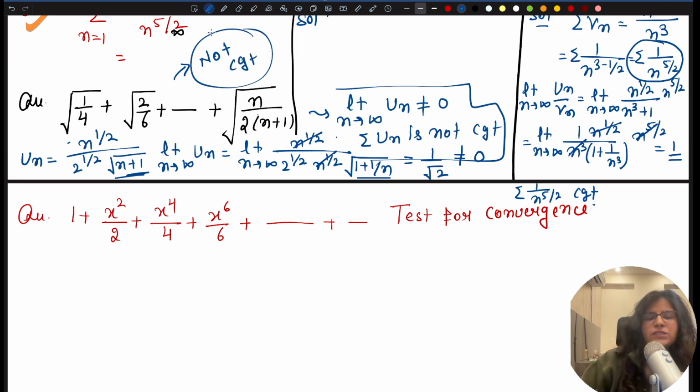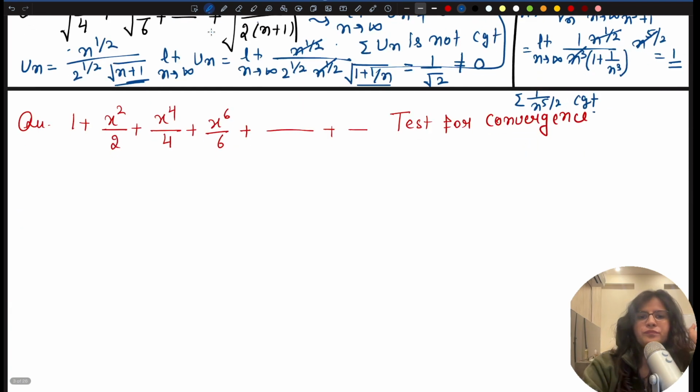If I get limit n tends to infinite un to be non-zero, then we can say this series is not convergent. Okay, because when a series converges, the limit has to be zero. But if the limit is zero, then you cannot say anything about the convergence of the series. But if the series converges, then its limit has to be 0. Okay, now let's do the next question.